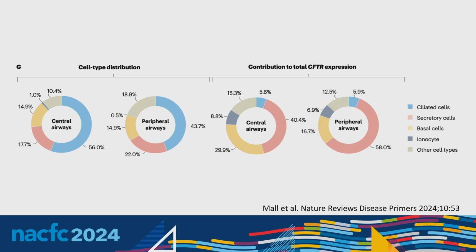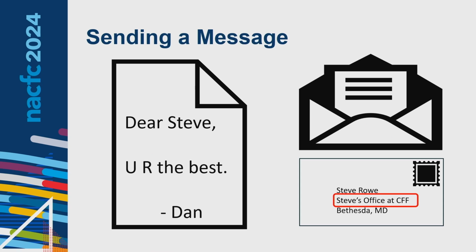And then I think the secretory cells really become a highlight there at 18 to 22% of total cells, but 40 to 58% of the CFTR expression within the airways. So it really gets at the idea that there are some cell types that we care about more than others when we're trying to get this message to the cells.